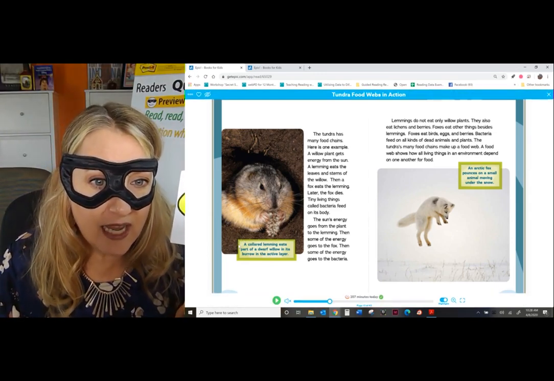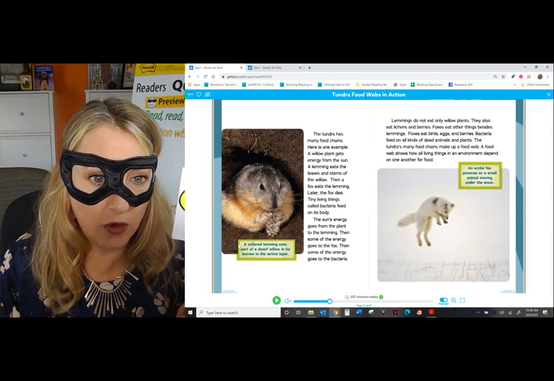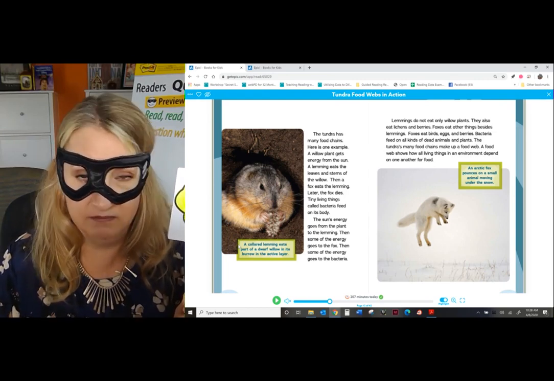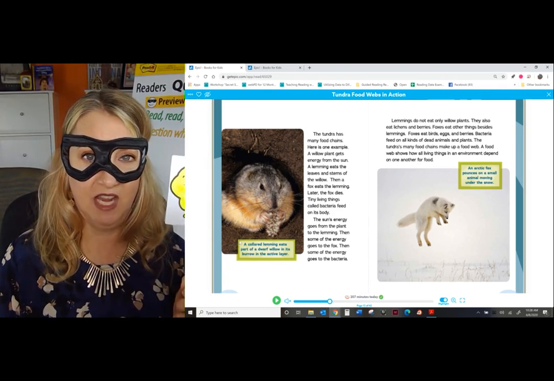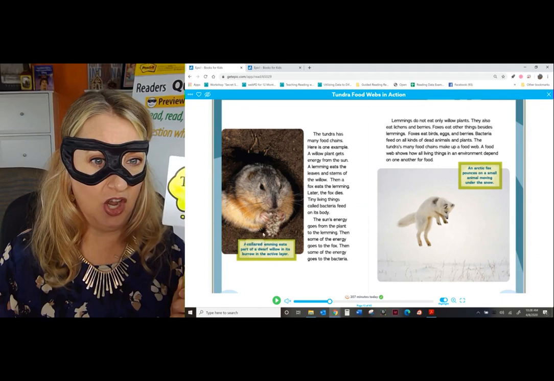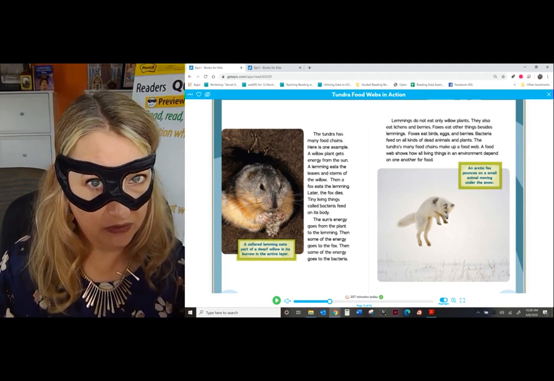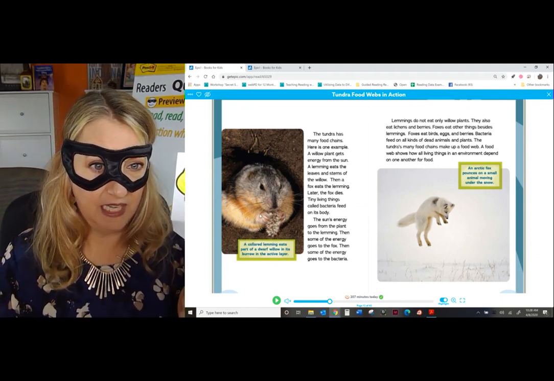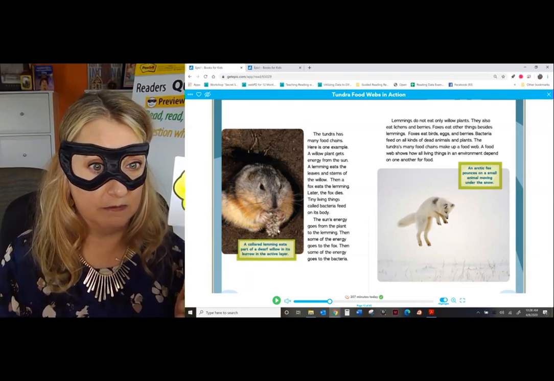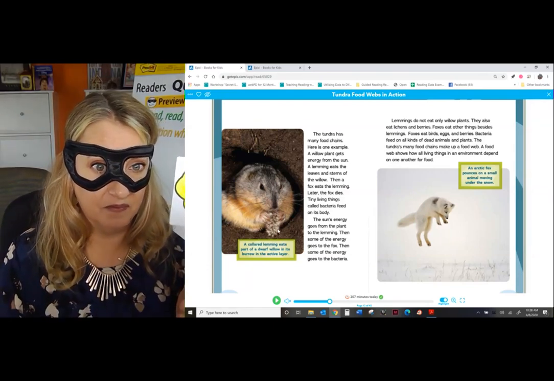A collared lemming eats part of a dwarf willow in its burrow in the active layer. Have any questions? Yeah. Is a collared lemming kind of like a squirrel? Eats part of a dwarf willow? Is dwarf? I mean, I've heard of the 7 dwarfs. Is that a plant?